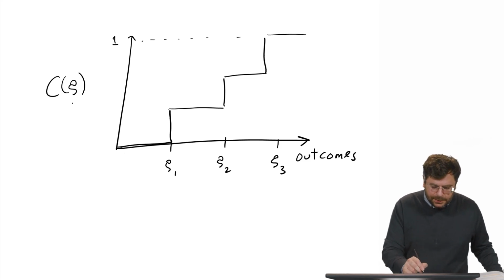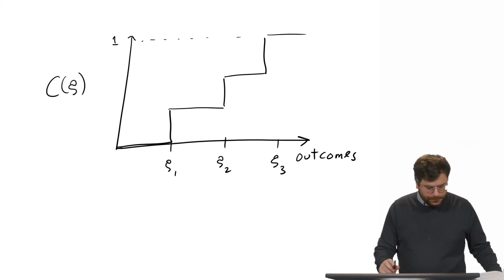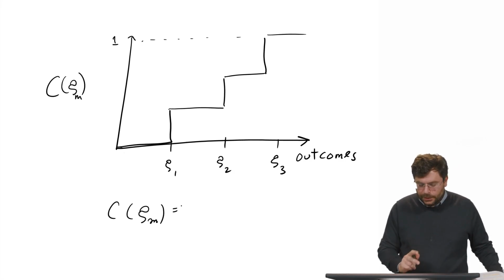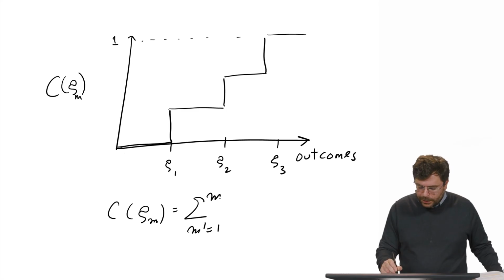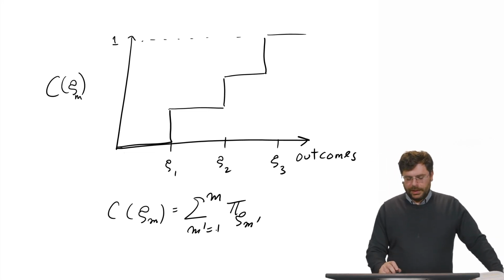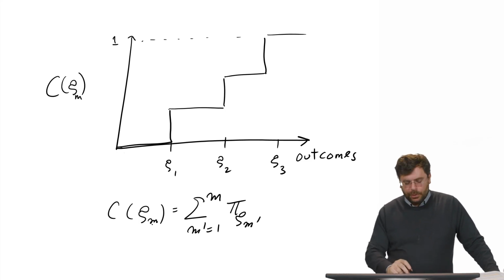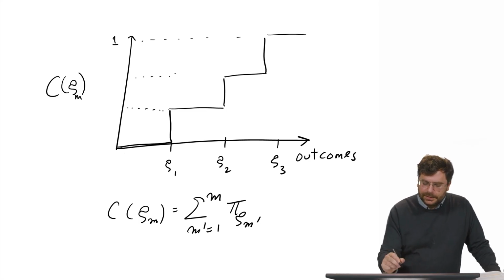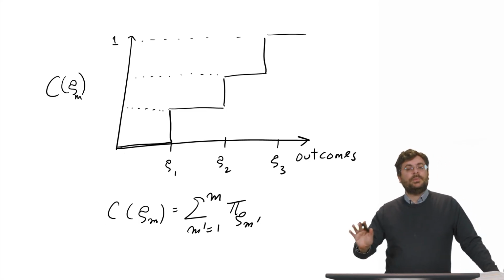And I will call what I'm plotting here C of rho sub m, with the understanding that that's a cumulative sum of all of my pi's. So this is equal to the sum over m prime from 1 all the way to m of pi sub rho m prime. When m prime is equal to 1, C of rho 1 is equal to pi rho 1. When m prime is equal to 2, then C of rho 2 is equal to pi rho 1 plus pi rho 2. So that makes sense, right? This definition is consistent with the previous plot we had drawn.